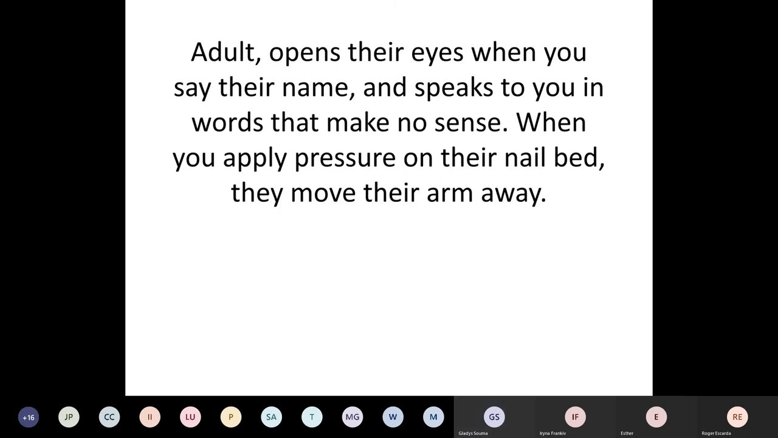Is it 12? How much is your total? 12. What's your score for the eye? They open their eyes, so I have three. Okay. Verbal. It says it speaks to you in words that make no sense. Words, but they don't make sense. That is a three. So it's 6, 10. What's your total now? 10. Very good. All right, that's it for today.